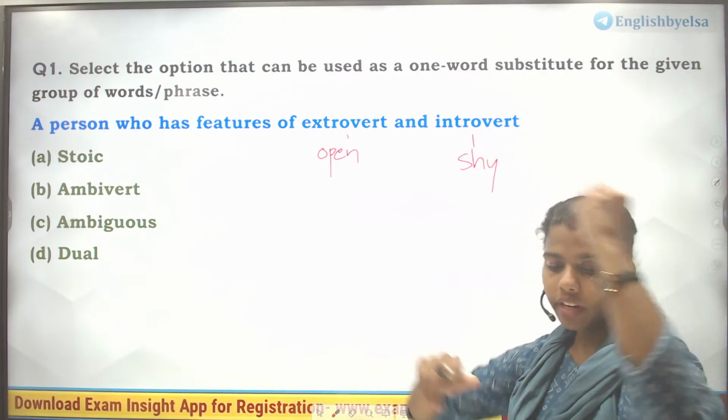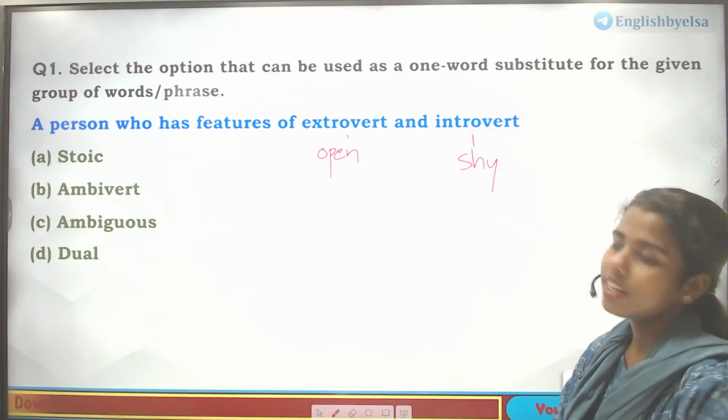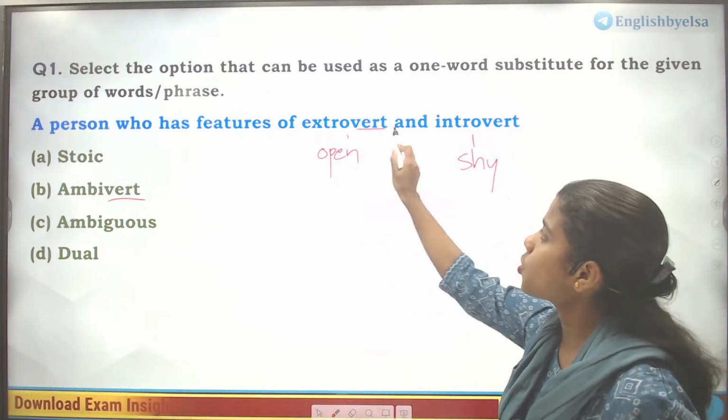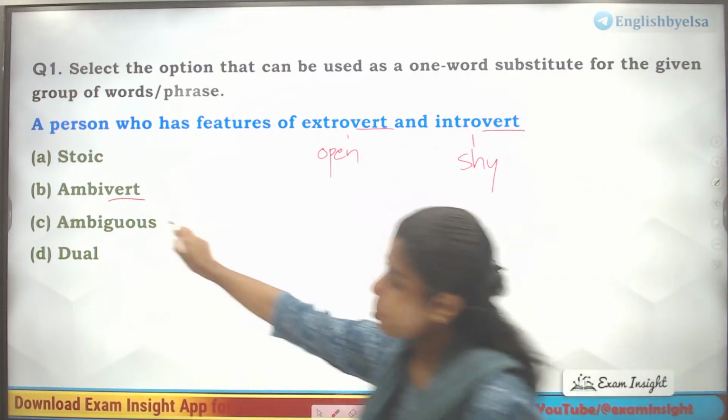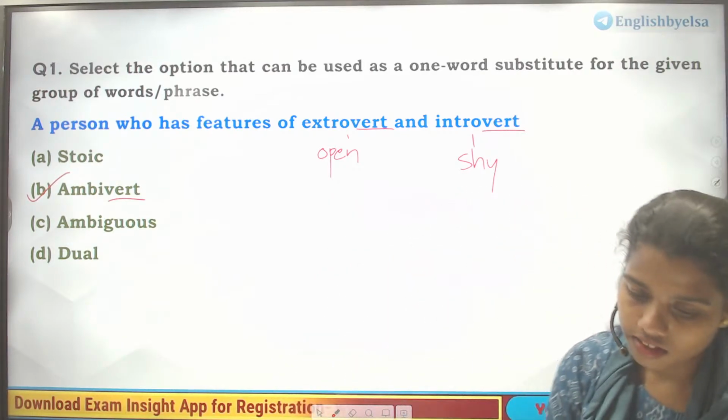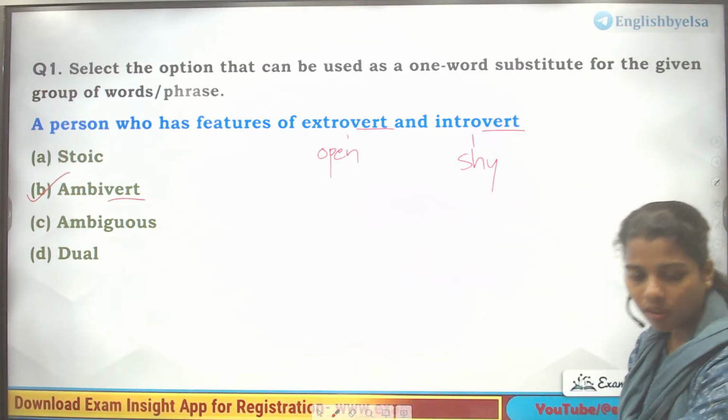For question number 1, what it should be, you can get a hint from here. It is extrovert, introvert, ambivert. That means that is my answer. Ambivert is a correct answer. Let's look at other options also.